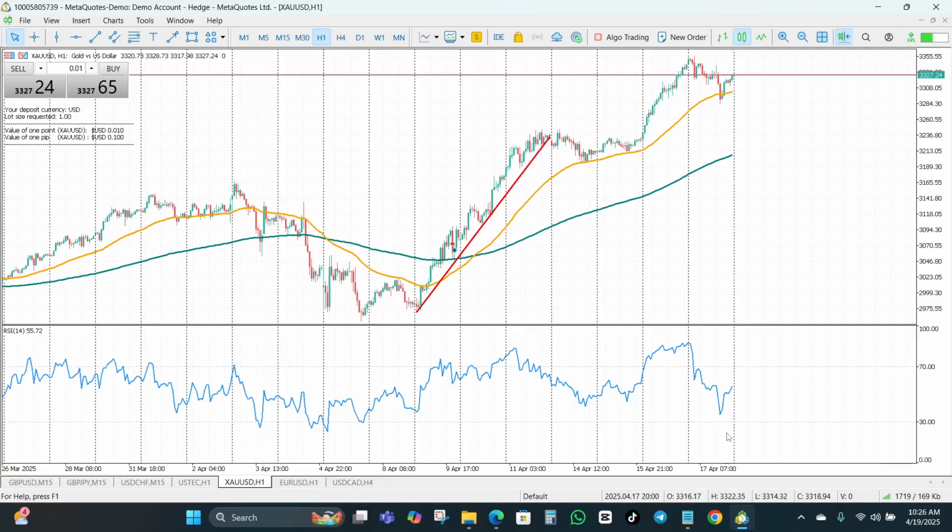When it gets into the 30 level and crosses back upward, it could be a time to look for a buy opportunity. But if you want to trade against the trend, well, you are on your own, and you have to be very careful if you are trading against the trend.